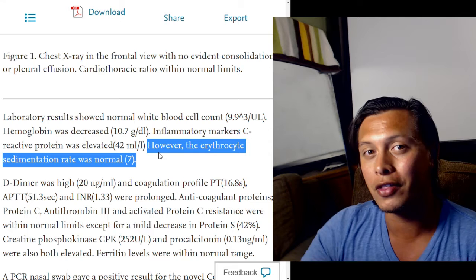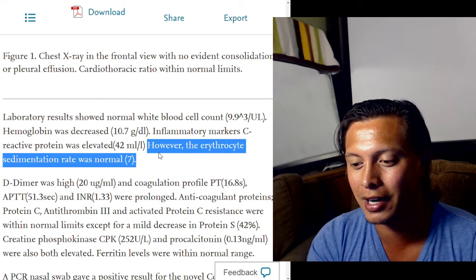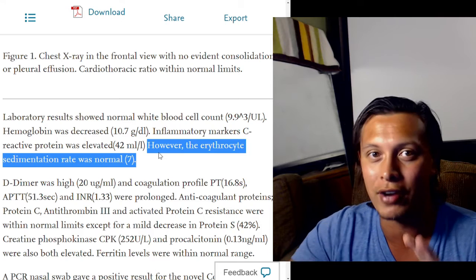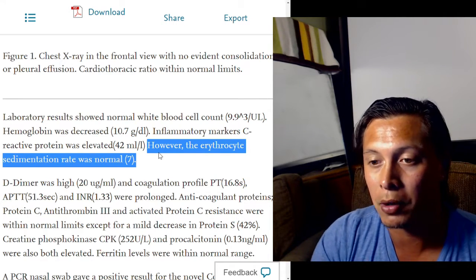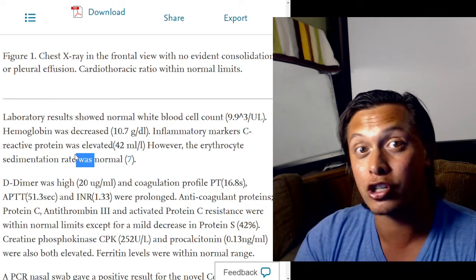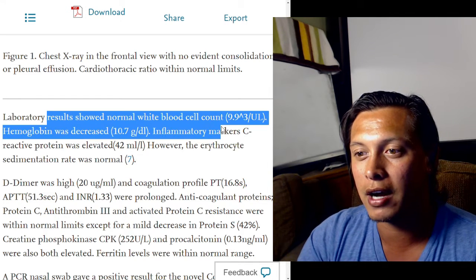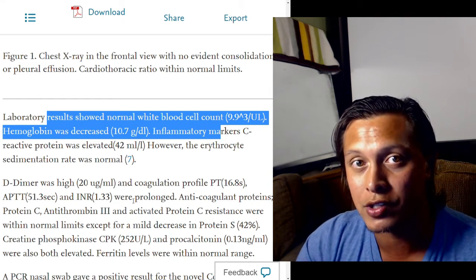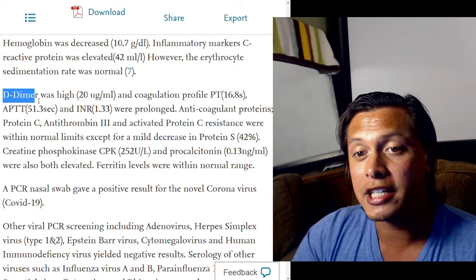We would probably call that a paradox, but really the truth is there might be a disease that just figured out how to screw up one biomarker while leaving the other normal. So you can't just trust one test. You need to have a multitude of tests to have a comprehensive understanding of what is going on in the body. Continuing, so D-dimer was high.